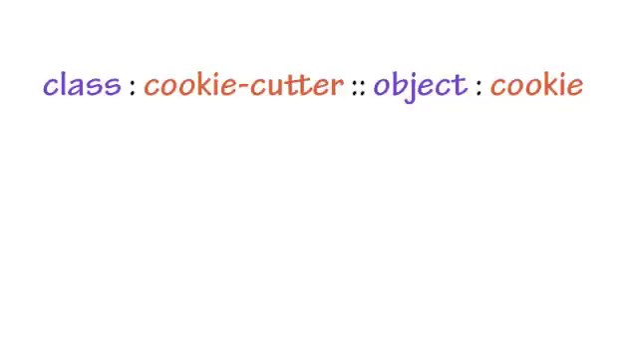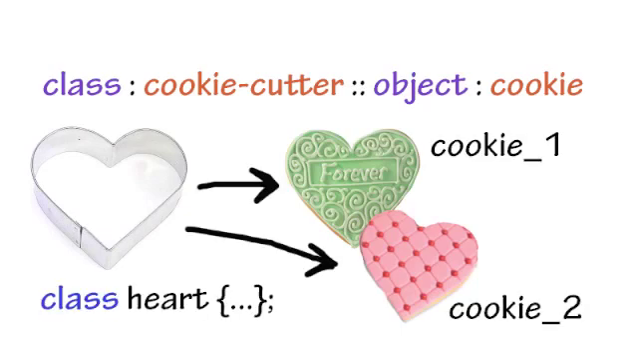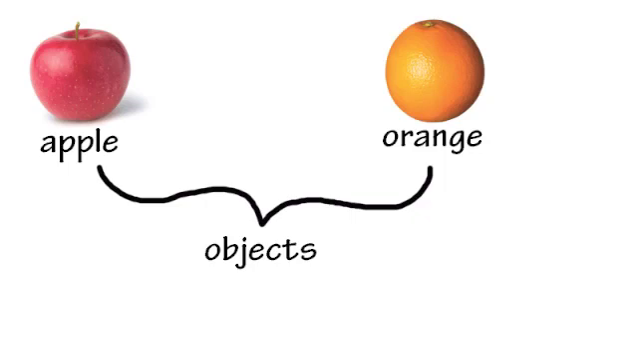The class itself isn't a real object, but the class can produce objects. So you can think of it as a cookie cutter creating cookies as an example. There can be one class, but that class could have many instantiations. Each object has its own individual identity.